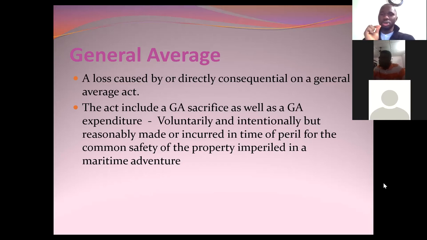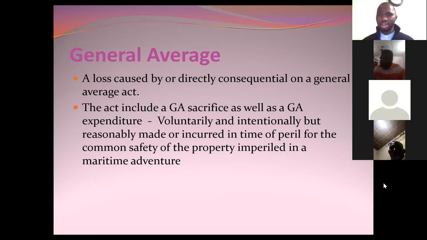As long as the loss is resulting from one, a voluntary act, two, is reasonable, three, is an extraordinary sacrifice, maybe of part of the ship or some of the cargo, in order to save that maritime venture. And then the most important one, it must happen in what I call peril or an emergency. So in summary, for general average to take place, number one, that ship must be in peril. And when I mean peril, I mean there must be an emergency for that partial loss.